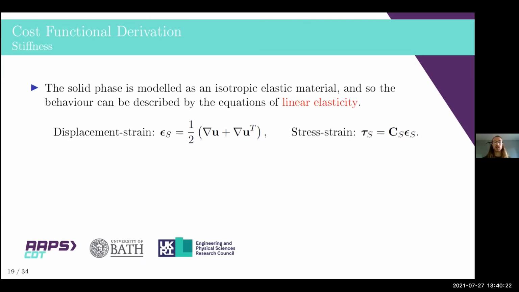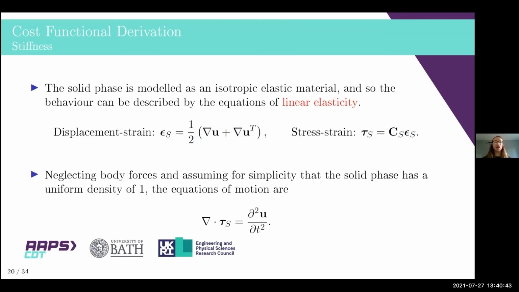Here we have the displacement strain relation and the stress strain relation. So here U is the displacement, tau sub S is the stress, which is the force per unit area, and epsilon sub S is the strain, which is the deformation or displacement due to the applied stress. And then capital C here is our stiffness tensor, which relates stress and strain. If we neglect body forces and assume that the solid phase has a uniform density of 1, then our equations of motion are given by this equation here, which is basically saying that the change in stress is equal to the acceleration. And then these are our governing equations for the solid phase.